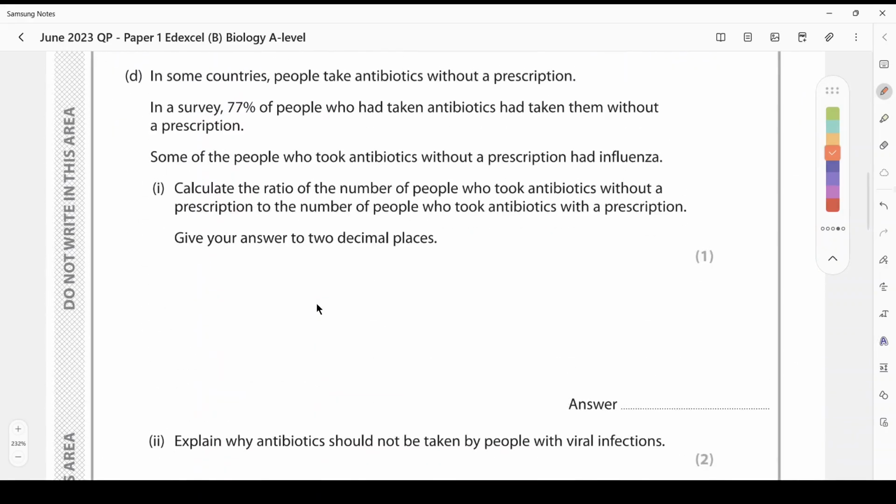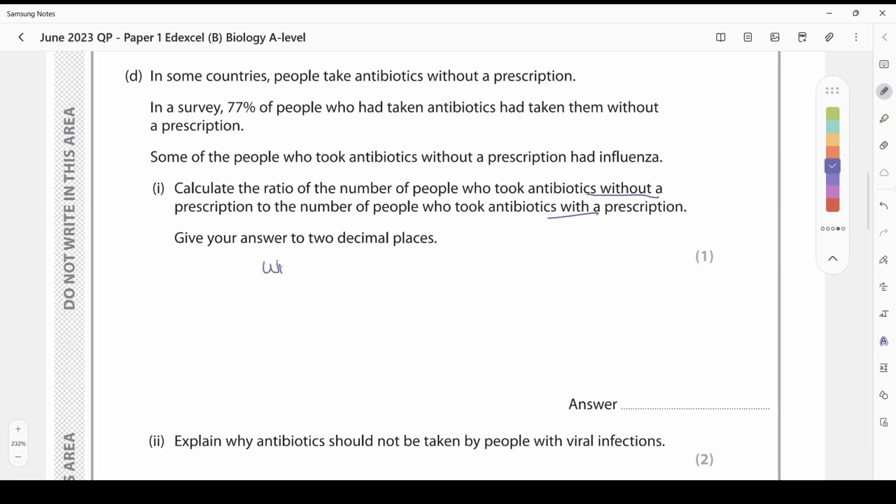All right, part D. In some countries, people take antibiotics without a prescription. In a survey, 77% of people who had taken antibiotics had taken them without a prescription. Some of the people who took antibiotics without a prescription had influenza. Part 1. Calculate the ratio of the number of people who took antibiotics without a prescription to the number of people who took antibiotics with a prescription.